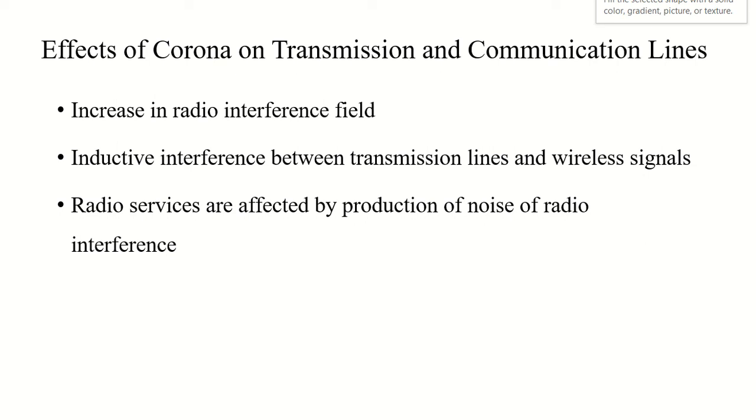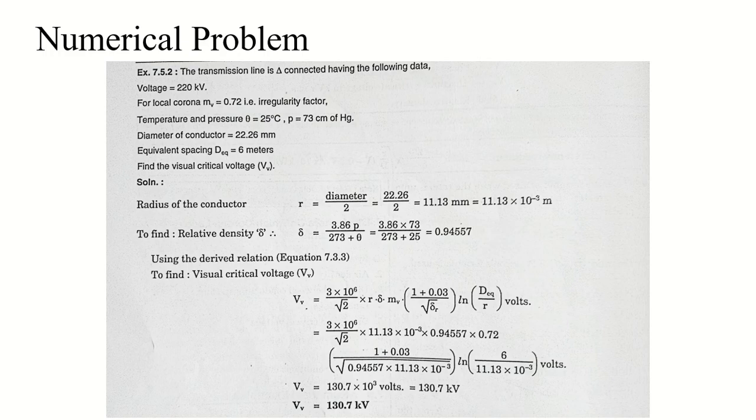So, for frequency modulated radio receivers and television receivers, the noise which is produced due to EHV lines will not be that serious. But during bad weather, TV reception may get affected near the vicinity of my EHV lines. So these were the effects of corona which takes place on transmission lines, and also on communication lines and wireless lines as well.